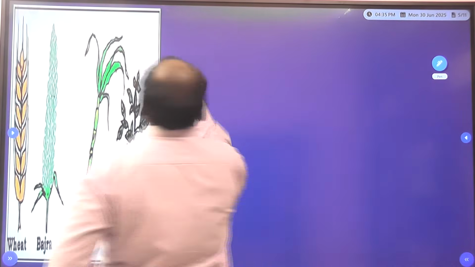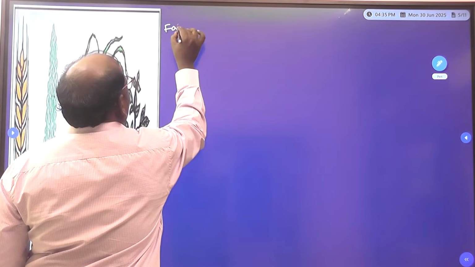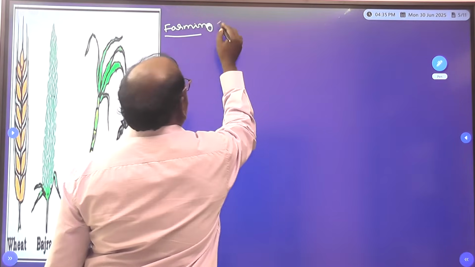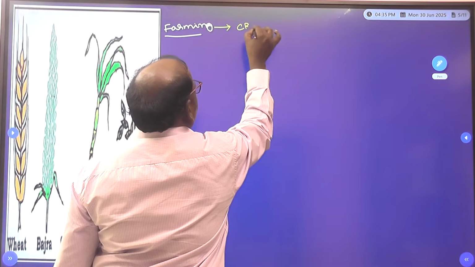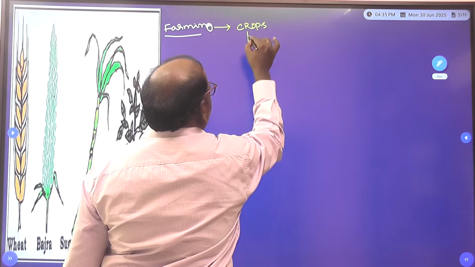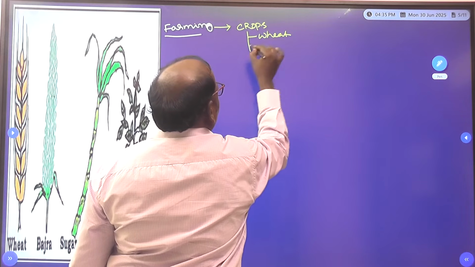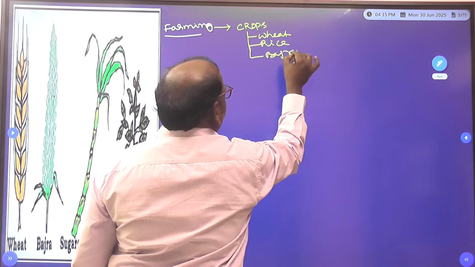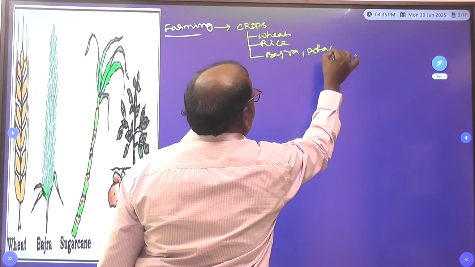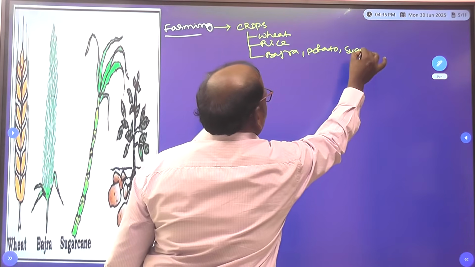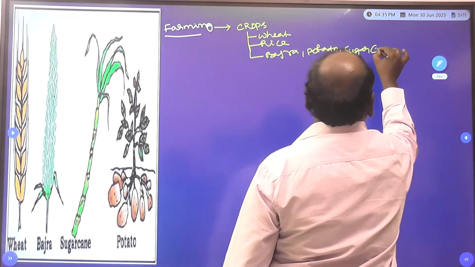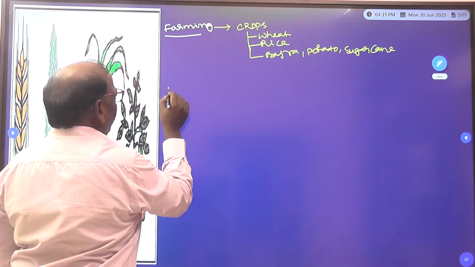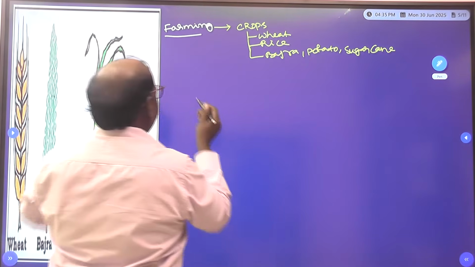We are discussing farming. Farming, in the sense, obviously there are some crops. These crops will be wheat, rice, bajra, potato, and sugar cane, right? In the Palampur village, the farming is happening with respect to seasons.